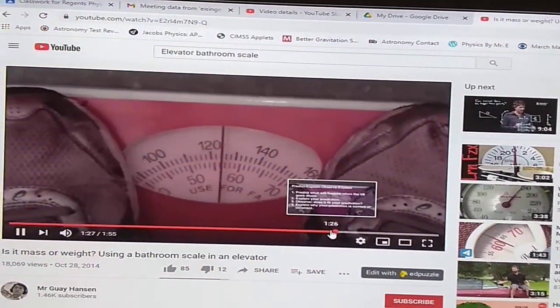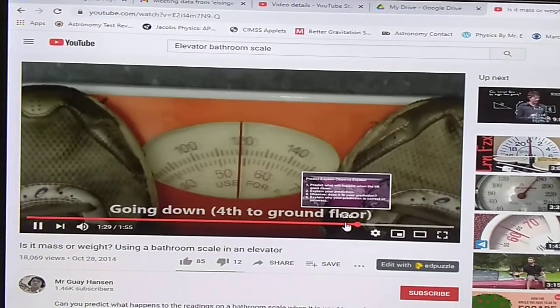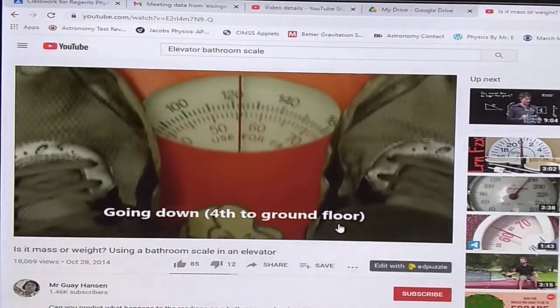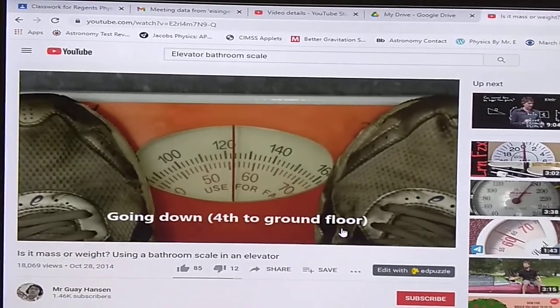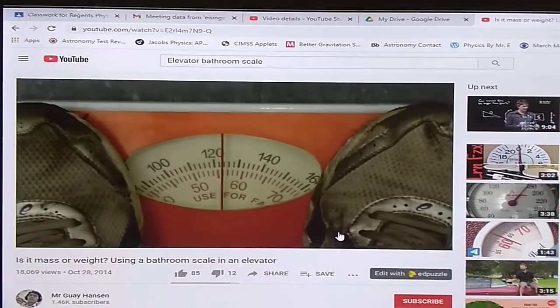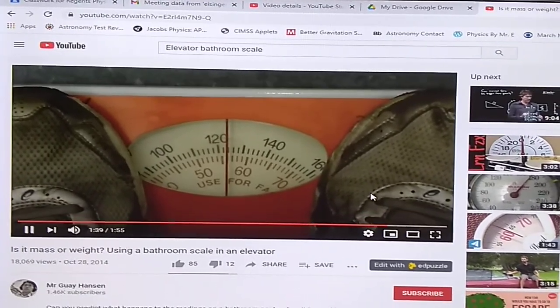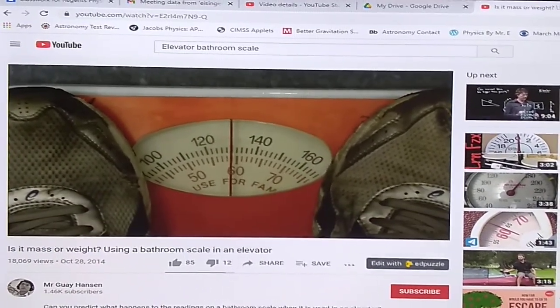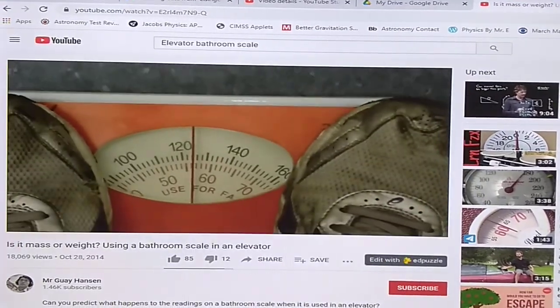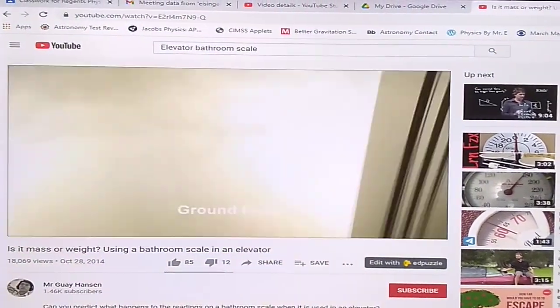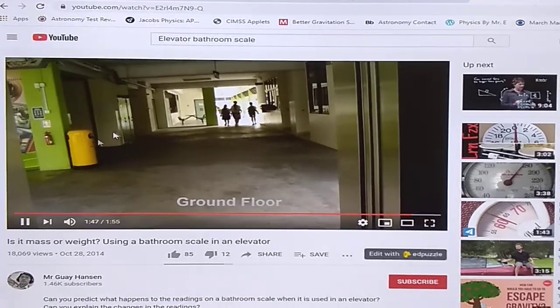Okay. All right, so this is the downwards trip. When it starts going down, we see that the reading on the scale goes down momentarily, goes back to normal, and then let's see what happens when the elevator comes to a stop. The reading goes up on the scale, and we see that he is back on the ground floor. Okay, so let's talk about what just happened.